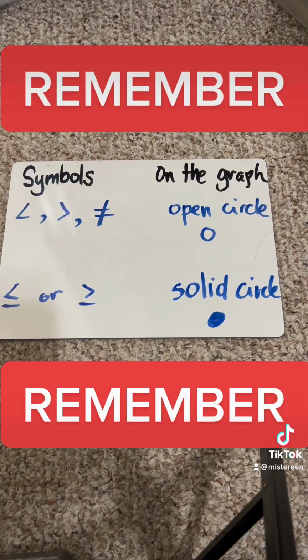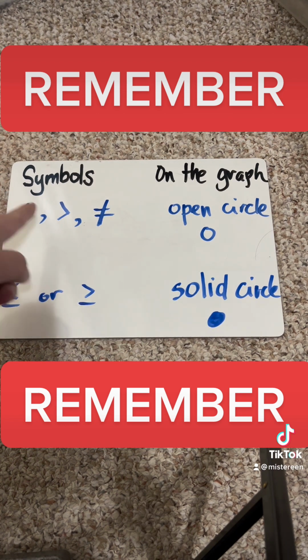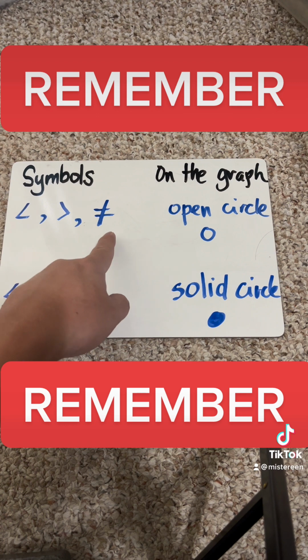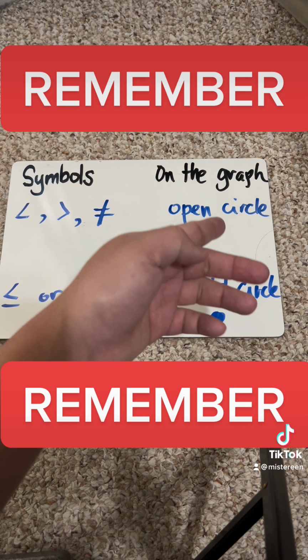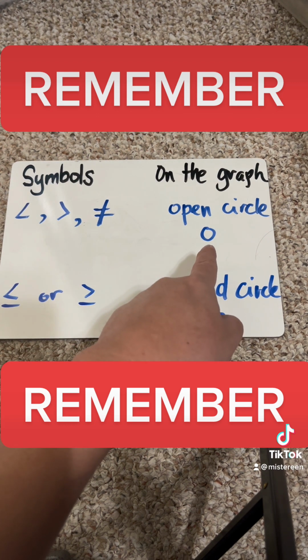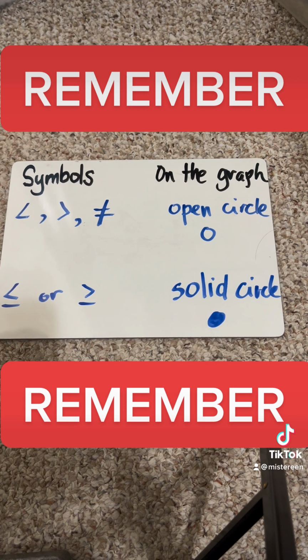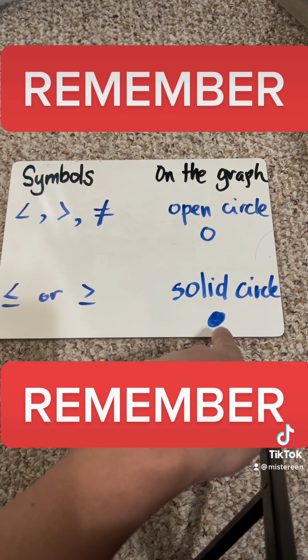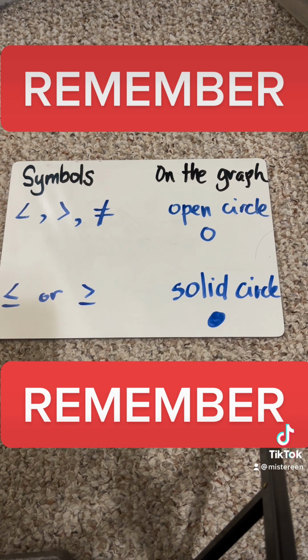All right, now another very important thing that you should bear in mind when you graph an inequality is this. Whenever you use these symbols here, less than, greater than, or not equal to, on the graph, you have to use the open circle. Now, if you use the symbol less than or equal to or greater than or equal to, on the graph, you should use a solid circle. All right, so take note of this. We will use this when we graph an inequality. Let's now go to an example.